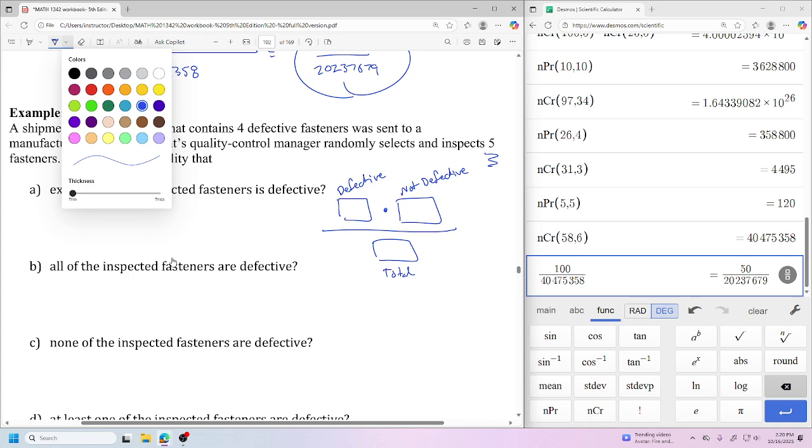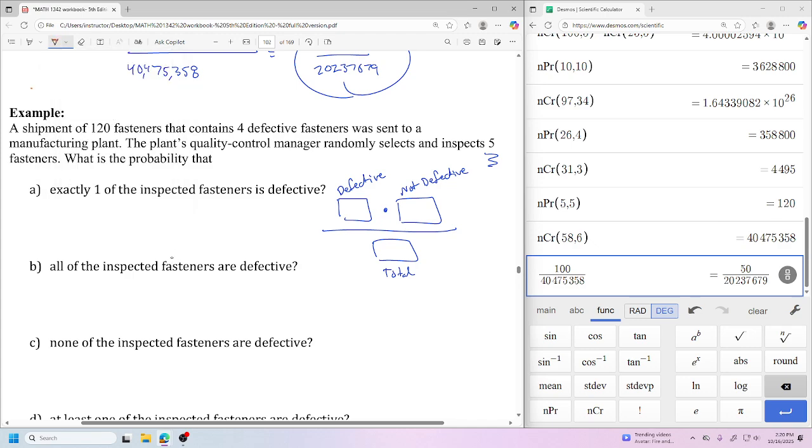I have a small question before we keep going. Is order important? No, order's not important for the whole problem. So if I'm going to use NPR or NCR, which one? The NCR. NCR is what I use all throughout this problem. So I'm going to put a little C in each one of these boxes, because I'm going to use the NCR. I just need to fill it in with each total and each selected.